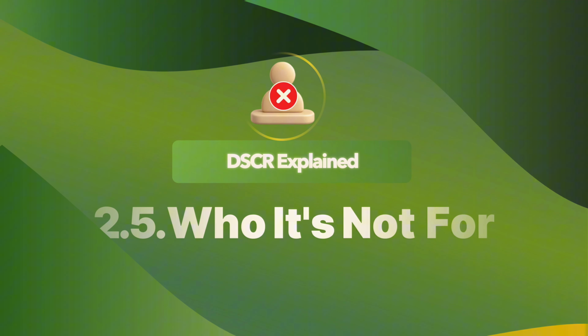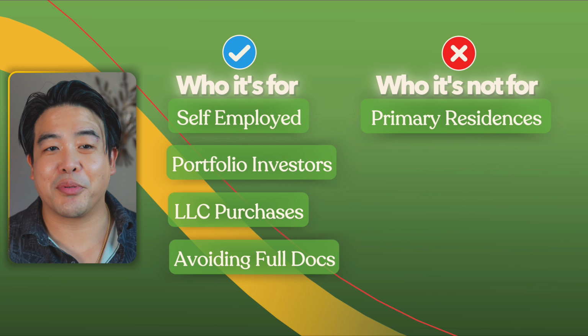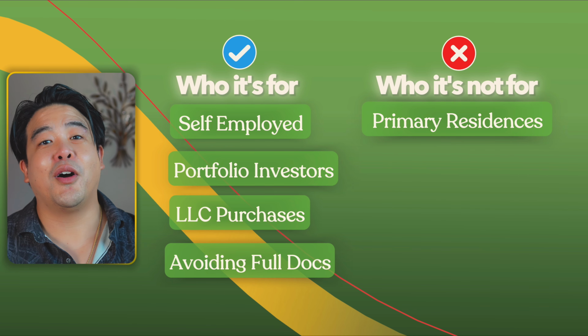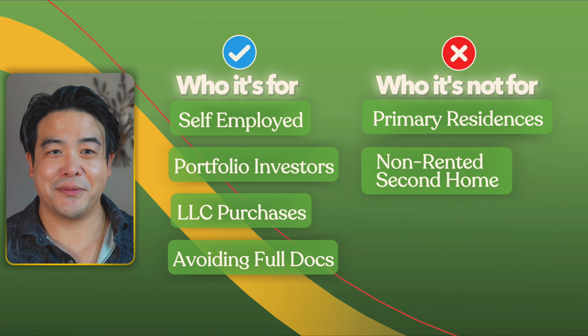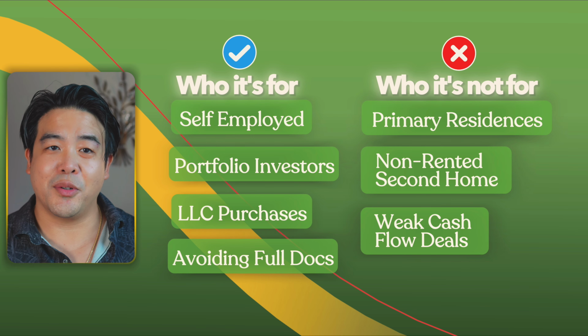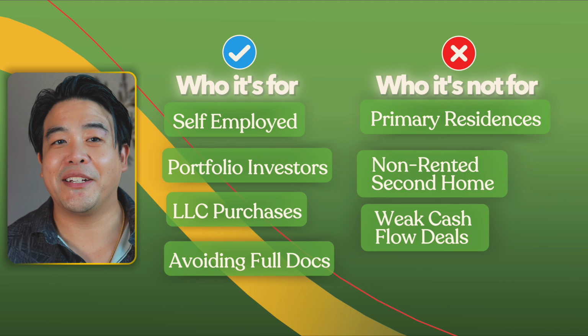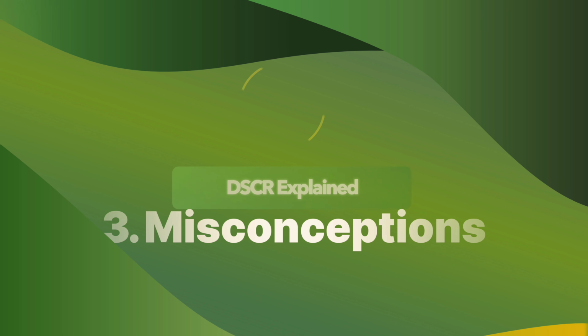Who it's not for: first, primary residences. You cannot buy the home you live in with a DSCR loan. It's an investment product. If you live there, it's the wrong tool, full stop. Second, homes you're not renting. Same reason, no rent, no ratio. And third, deals where the numbers just don't work. If the rent doesn't cover the payment, a DSCR lender isn't going to talk themselves into it. Neither should you.